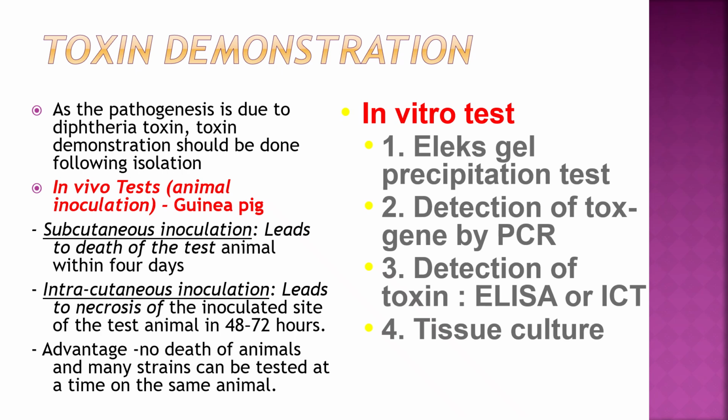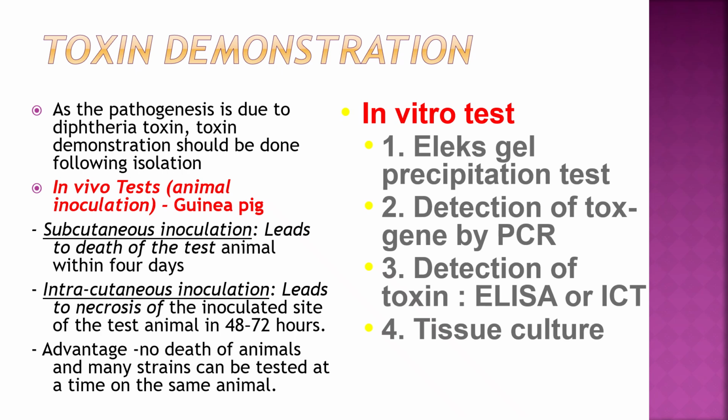Now the next step is toxin demonstration. It can be an in vivo or in vitro test. In vivo uses an animal, that is guinea pig. It is of two types, subcutaneous inoculation or intracutaneous inoculation. Subcutaneous inoculation leads to death of the test animal within 4 days, so this method is not used. The second method is intracutaneous inoculation. There is necrosis at the site of the injection within 48 to 72 hours, and there is no death of the animal, and many tests can be done at the same time in the same animal. This is the advantage of this method.